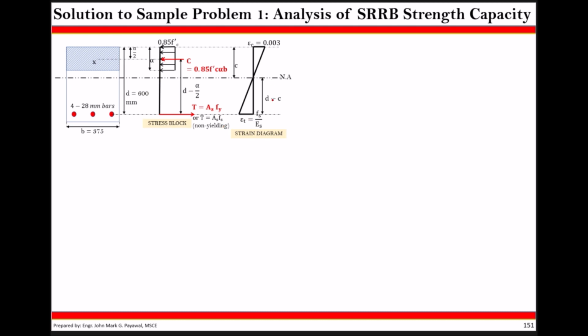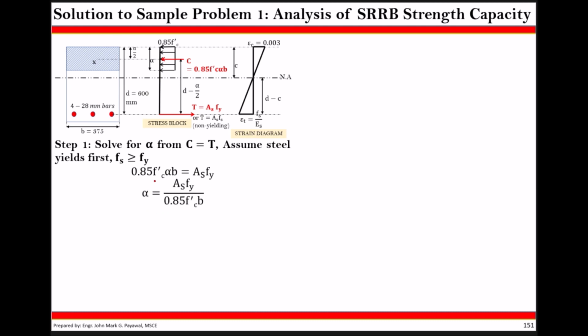In here, the strain diagram denotes that the concrete crushes at 0.003 and we are not yet sure what the value of the steel strain, epsilon t, is. For step number 1, we solve for alpha from compression equal to tension, assuming that the steel yields first. Since we're assuming, we'll just say that Fs is greater than or equal to Fy. This is the working equation. Compression from the figure is 0.85 Fc prime alpha b equated to As Fy. Next, we can rearrange the equation, solving for alpha equal to As Fy over 0.85 Fc prime multiplied by b.